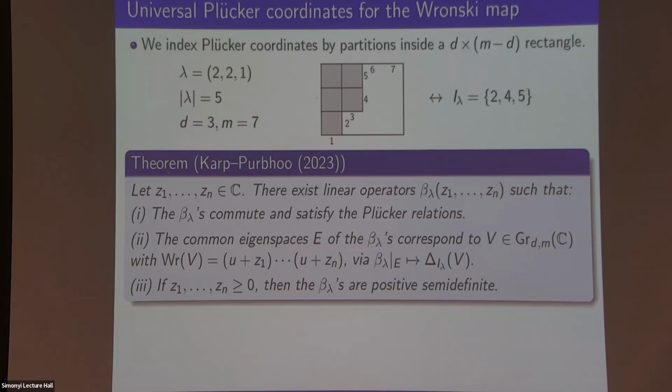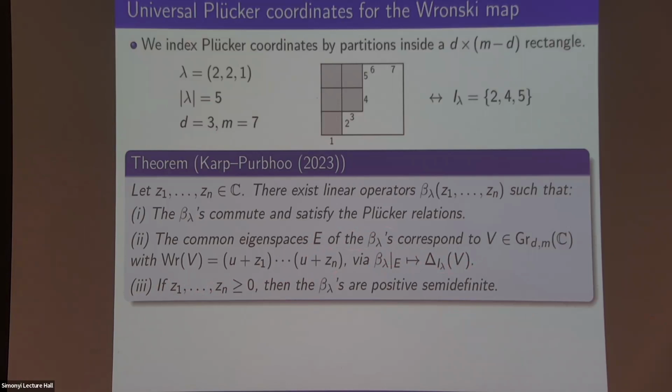The third part is how we get the positivity conjecture. The positivity conjecture was that if the zi's are non-negative, then these Plücker coordinates are non-negative, which is equivalent to saying these eigenvalues are non-negative. And what we show is that the beta lambdas are positive semi-definite operators and hence have non-negative eigenvalues.